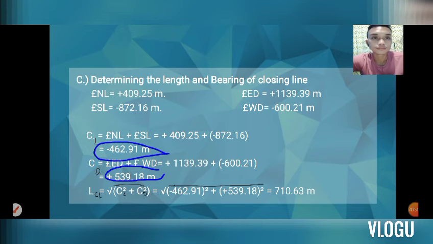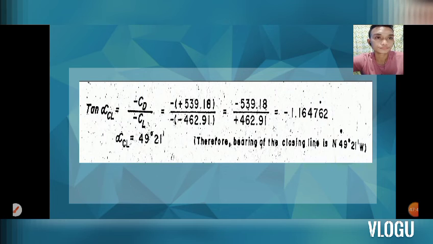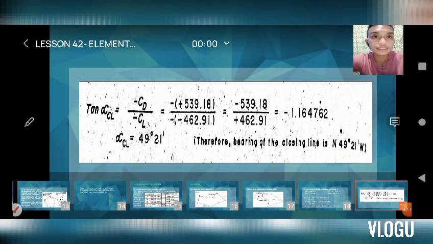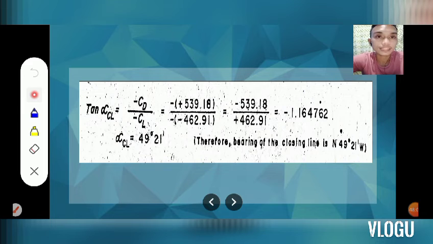Next, okay, this is the last part. Tan alpha CL is equal to negative C sub D all over negative C sub L, which is equal to the negative quantity of positive 539.18 divided by negative 462.91. Since negative times positive, the answer is negative. So we have negative 539.18.